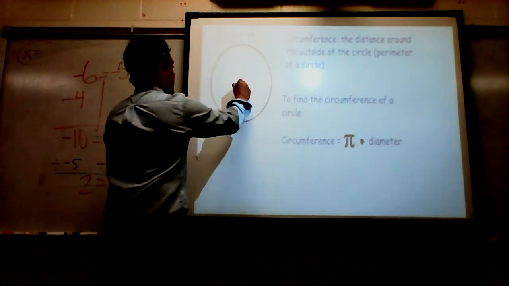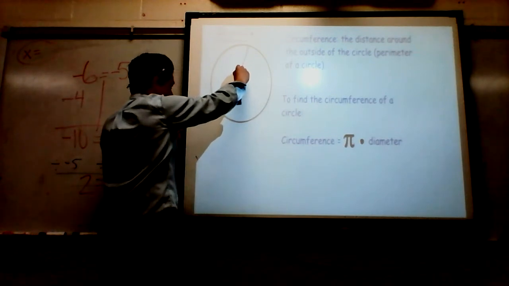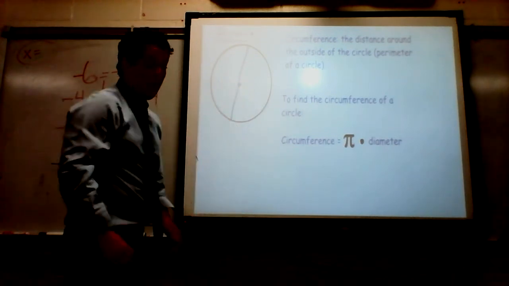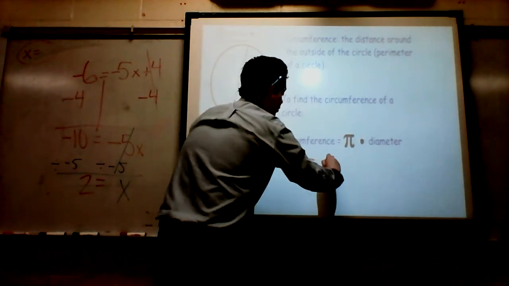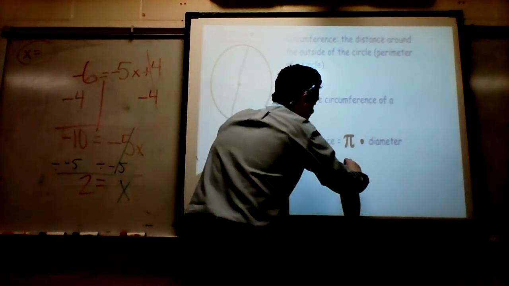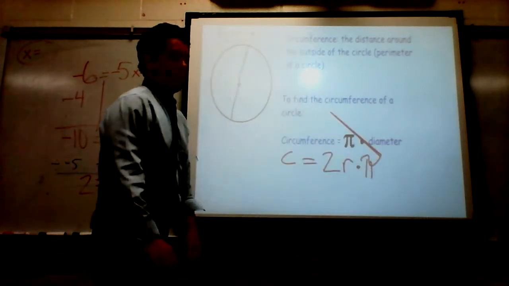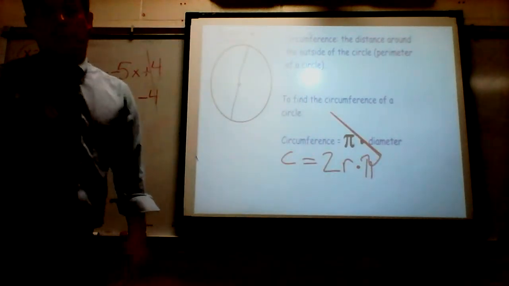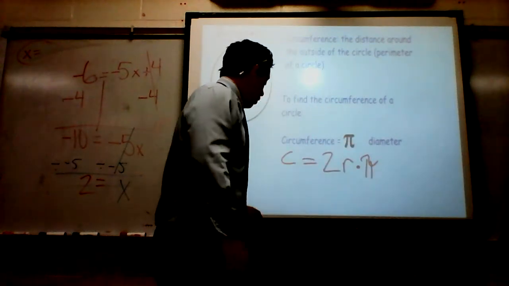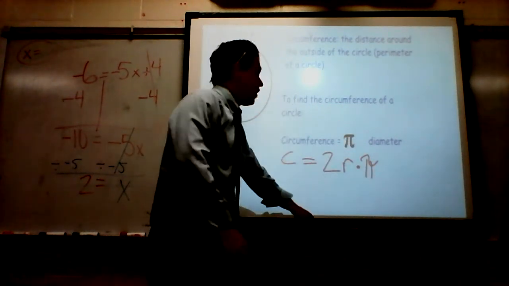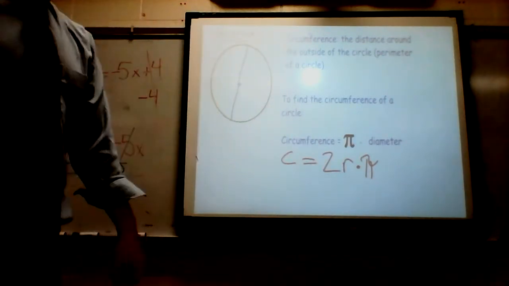And remember, the diameter passes through the center and 2 points of the circle. Or you can use the formula circumference equals 2 times radius times pi. And that's a weird looking pi symbol. If we think back, these formulas mean the exact same thing, because the diameter is twice as long as the radius.